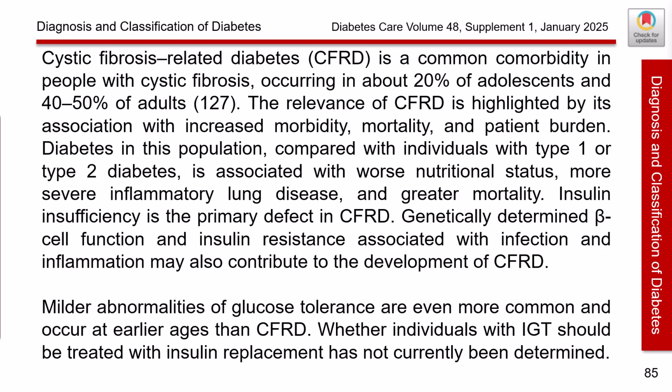Insulin insufficiency is the primary defect in cystic fibrosis-related diabetes. Genetically determined beta cell function and insulin resistance associated with infection and inflammation may also contribute to the development of cystic fibrosis-related diabetes. Milder abnormalities of glucose tolerance are even more common and occur at earlier ages than cystic fibrosis-related diabetes. Whether individuals with impaired glucose tolerance should be treated with insulin replacement has not currently been determined.